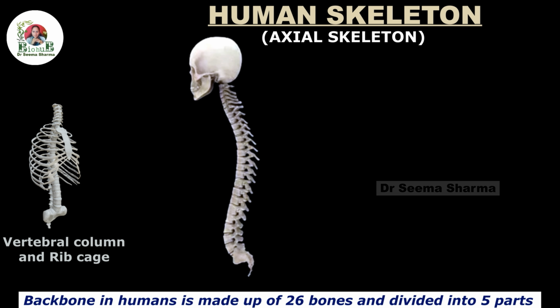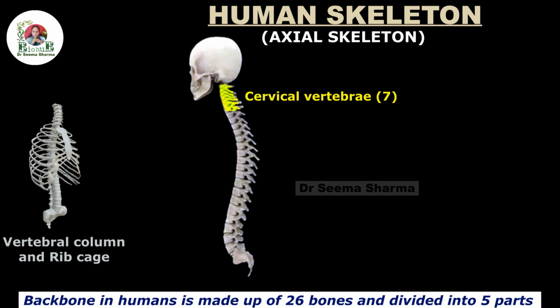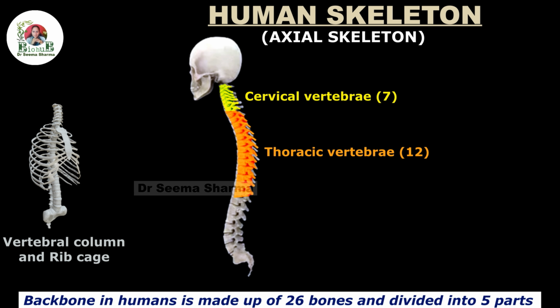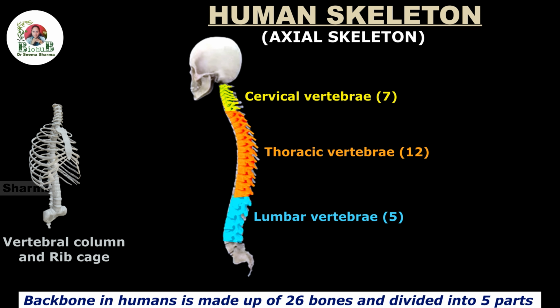Here, the first 7 vertebrae are located in the neck region. Thus, they are named cervical vertebrae and they are highlighted with yellow color. The next 12 vertebrae, which are highlighted with orange color, are present in the thoracic region and thus termed thoracic vertebrae. The next 5 vertebrae depicted with blue color are located in the abdominal region and are called lumbar vertebrae.